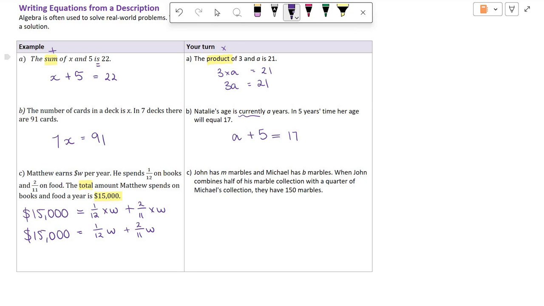And then C is quite tricky, just like the other C was. We've got John, he's got M marbles, and Michael has B marbles. And when they combine their collection, they're going to have 150 marbles. So I'm going to put 150 on that left-hand side there. Don't forget, it doesn't matter which side the pronumerals are on. If John's going to add in half his marble collection, that means I've got half times M, okay? And then Michael's got B marbles, but he's just going to put in 1/4. So that's going to be 1/4 times B. And then don't forget, we can then simplify that down without using multiplication signs.